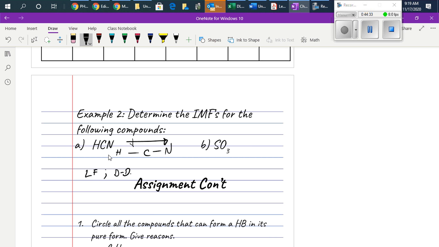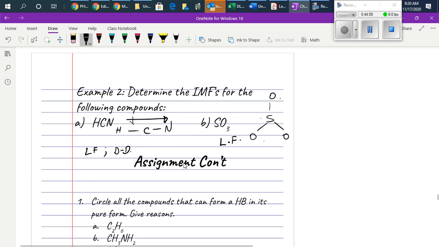And on this next example, what we have is sulfur, oxygen, and oxygen, and one of them is a double bond. So we have lone pairs as well. So then what we have is only London forces.